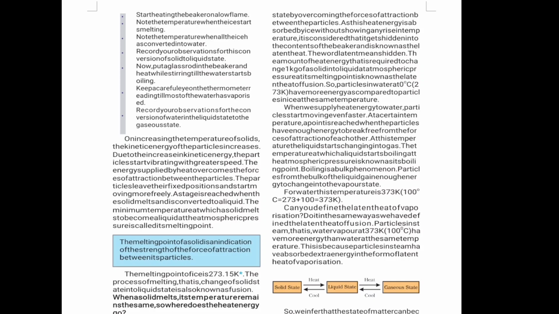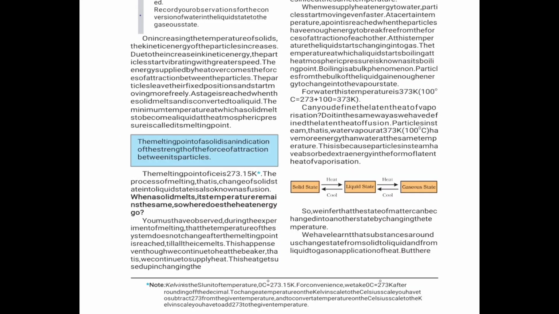Particles in steam, that is, water vapor at 373 K, 100 degrees C, have more energy than water at the same temperature. This is because particles in steam have absorbed extra energy in the form of latent heat of vaporization. Solid state changes to liquid state on heating, and liquid state changes to gaseous state on heating. Gaseous state changes to liquid state on cooling, and liquid state changes to solid state on cooling.